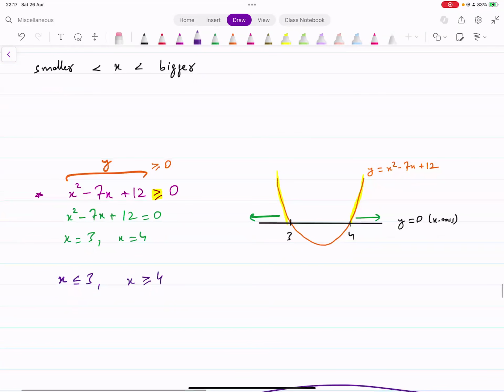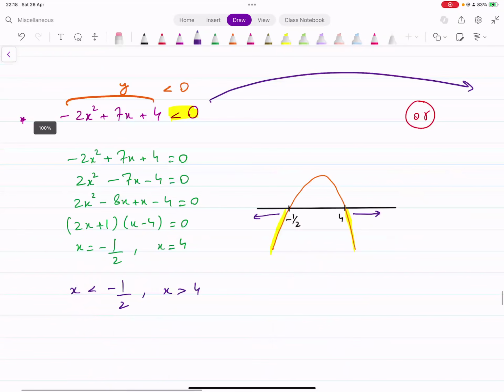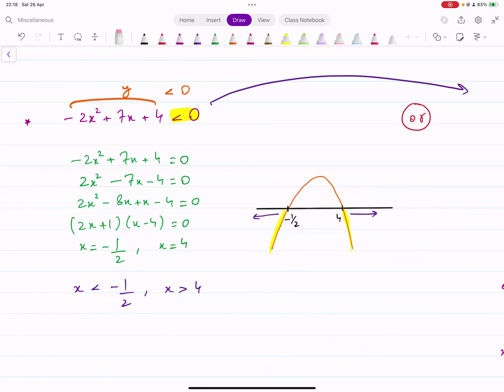Now, if this inequality was like this, if the coefficient of x square was negative, then you would say it's an n-shaped curve, right? So you would draw an n-shaped curve. So if it's a less than sign, what does that mean? Where is the graph below the x-axis? It's to the left of -1 over 2 and to the right of 4. So you solve it as an equation, first of all. Once you solve the equation, you find the values of x from that. And then using the graph, you can write down the final inequalities.